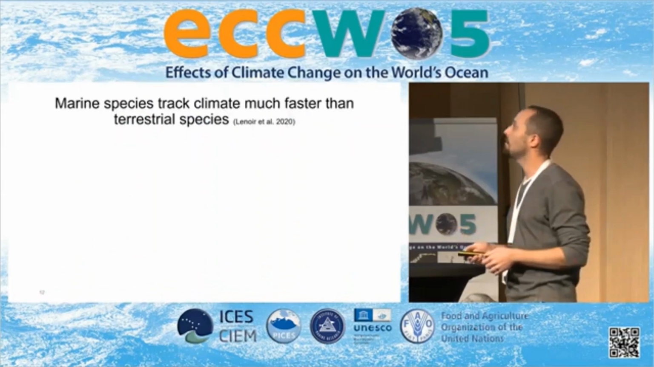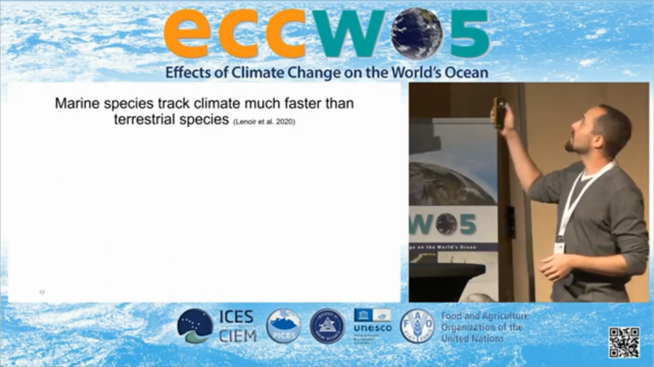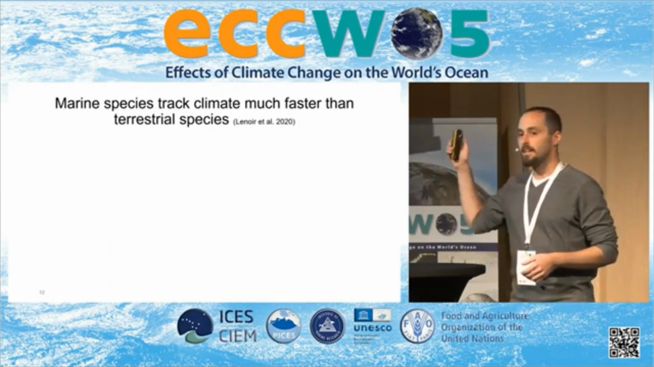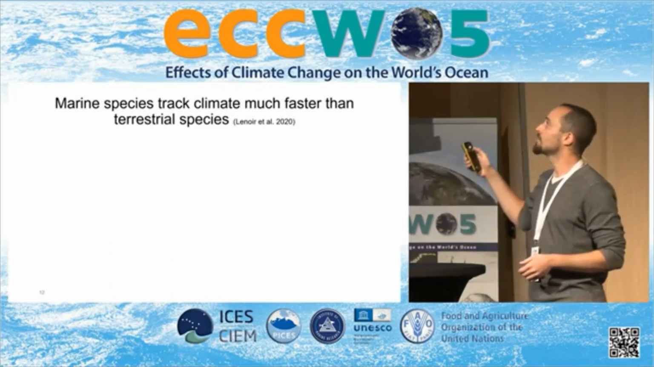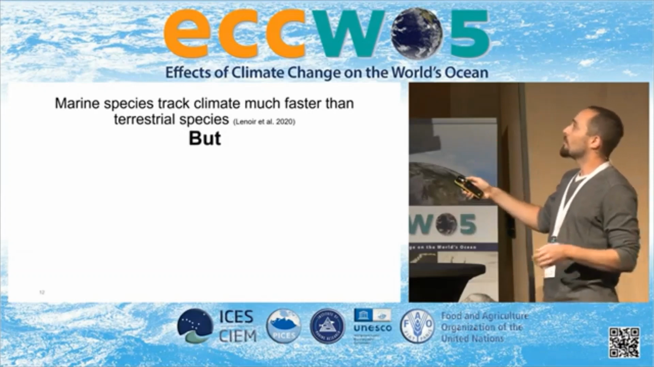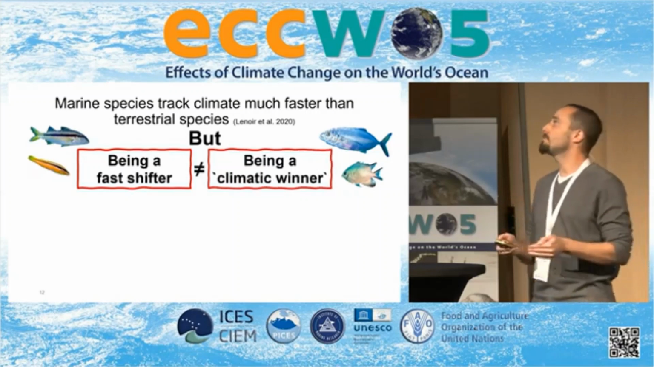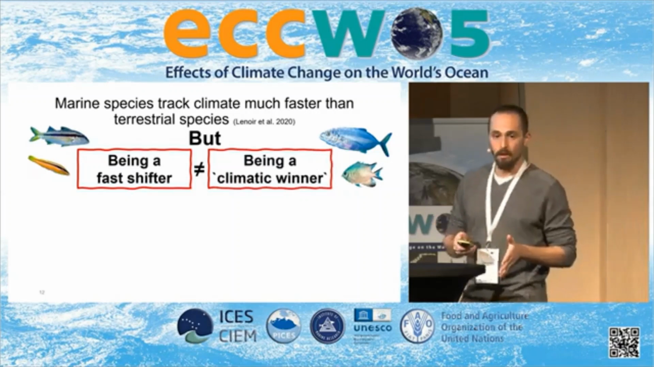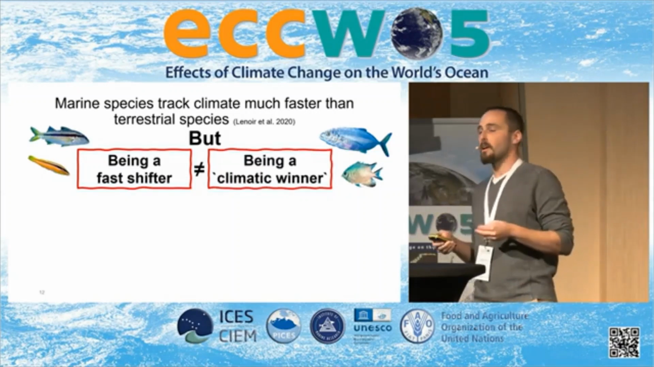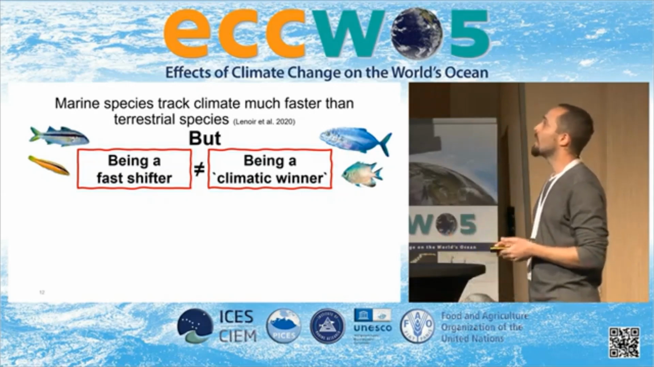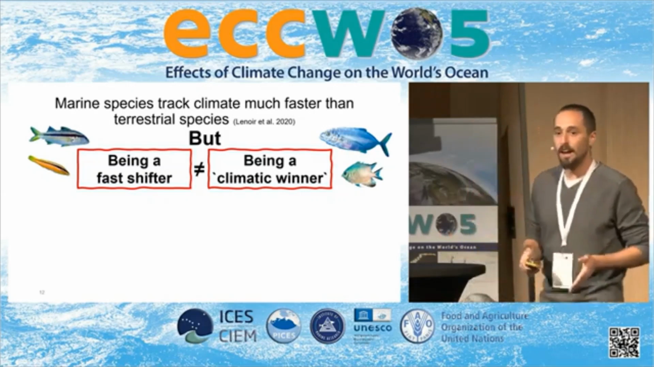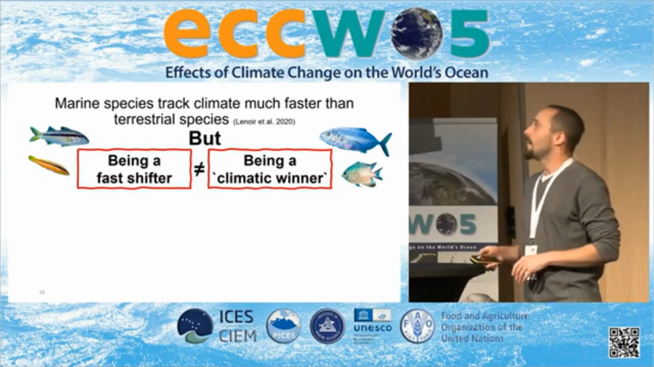So to summarize, marine species track climate much faster than terrestrial species. We have many studies showing these patterns, but I think one of the main messages of this study is that being a fast shifter doesn't mean that you're a climatic winner. I think it's something that we need to keep investigating. It could be that those fast shifters are actually climatic losers.